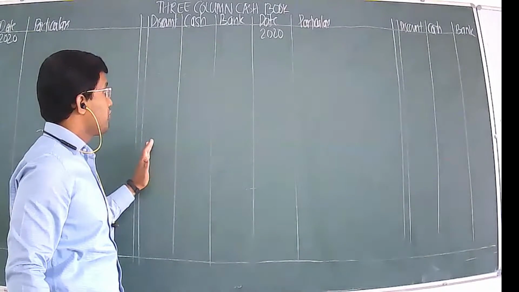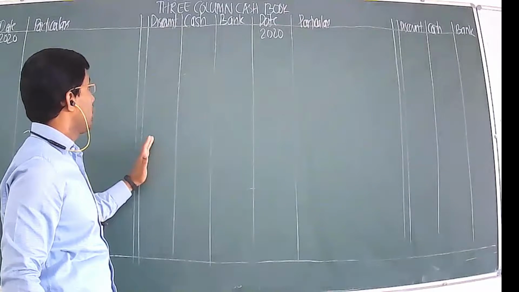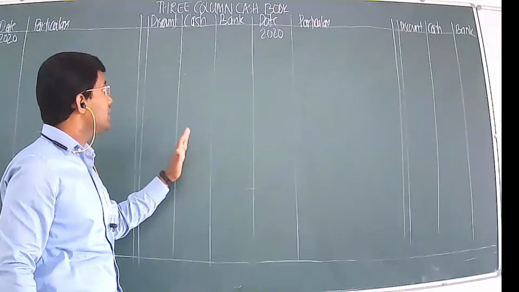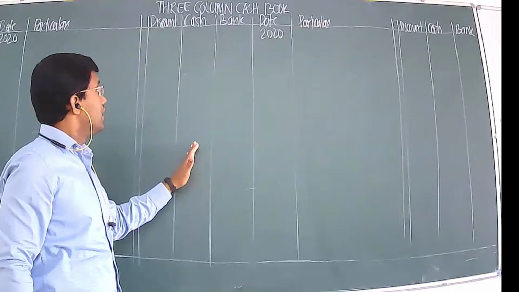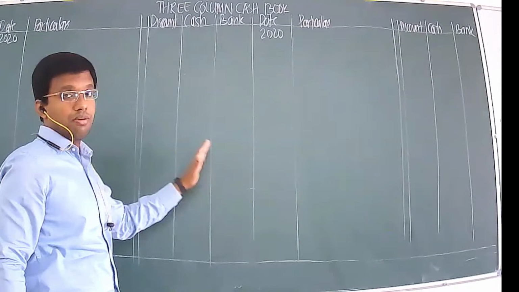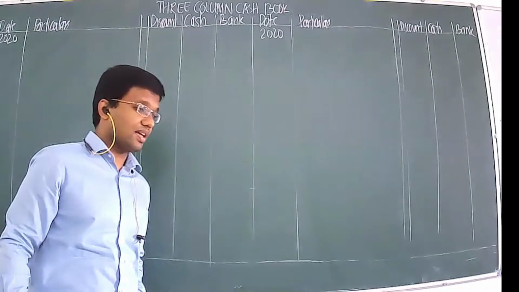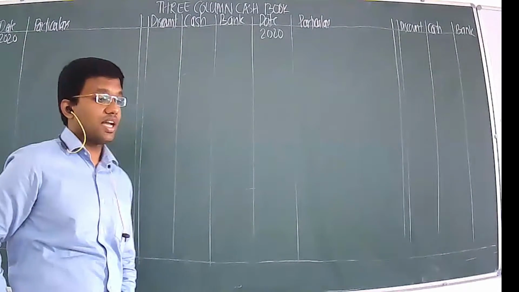As we are already familiar with the format, we have three columns: discount, cash, and bank. Discount is for reference purpose. Cash is real in nature. Bank is personal in nature. We have the debit side, and then we have the credit side. So let's pass the entries together.